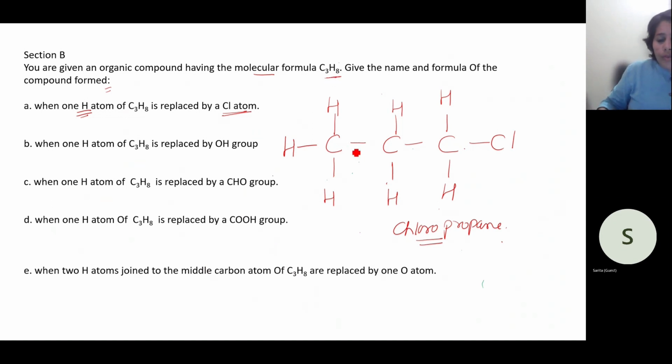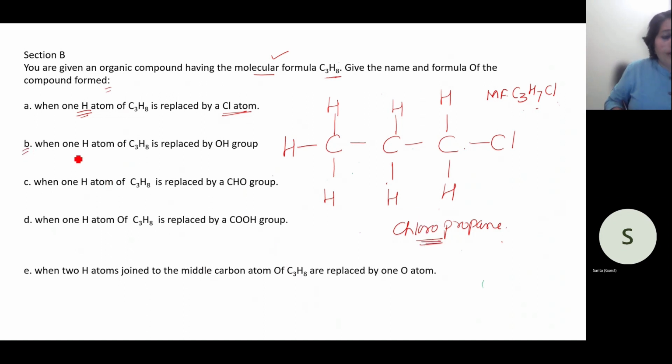So the molecular formula for this compound is C3H7Cl, because we are replacing one hydrogen and in place of that we are putting chlorine. So C3H7Cl is the molecular formula. And the name is chloropropane.